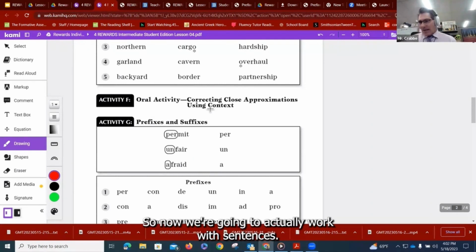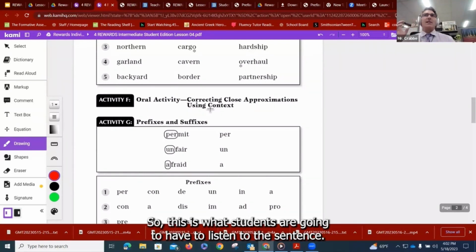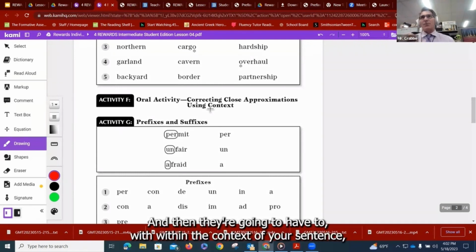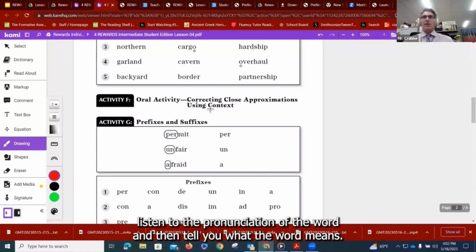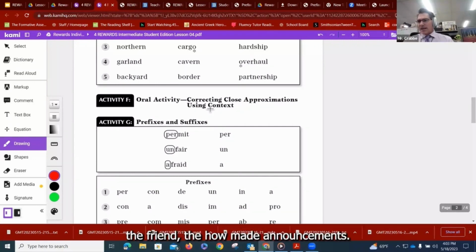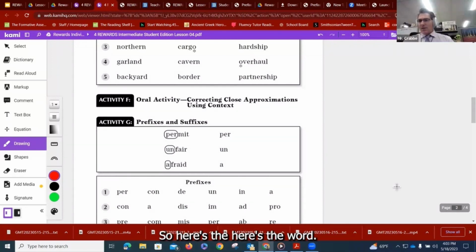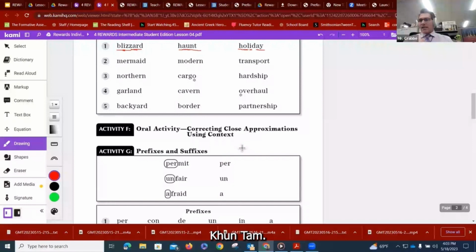So now we're going to actually work with sentences. You're going to change the word to make sense in the sentence. Students are going to have to listen to the sentence, and within the context of your sentence, listen to the pronunciation of the word and then tell you what the word means. So you're going to tell me what the word is in this sentence. At the beginning of the school day, the principal made announcements. What should the word be? Principal. Principal. Good. So here's the word contaminate.